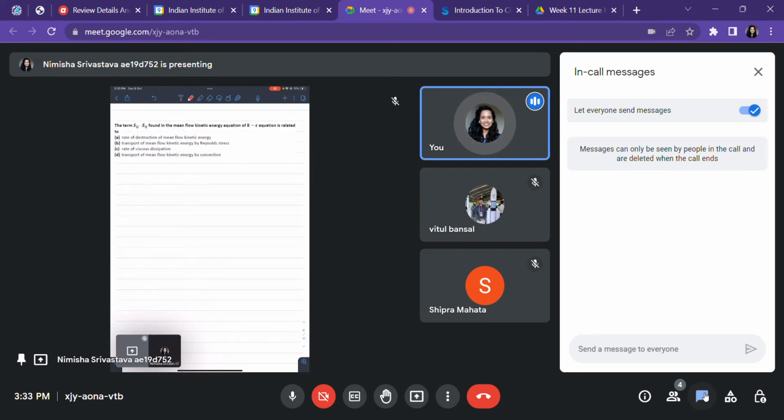Okay, so the term Sij. What's Sij? It's the stress tensor multiplied with itself, found in the mean flow kinetic energy equation of K epsilon. So we're looking at the two equation model K epsilon specifically, and there is a term related to Sij in there. Okay, so Sij dot Sij. What I want to know is what is this term basically telling me?